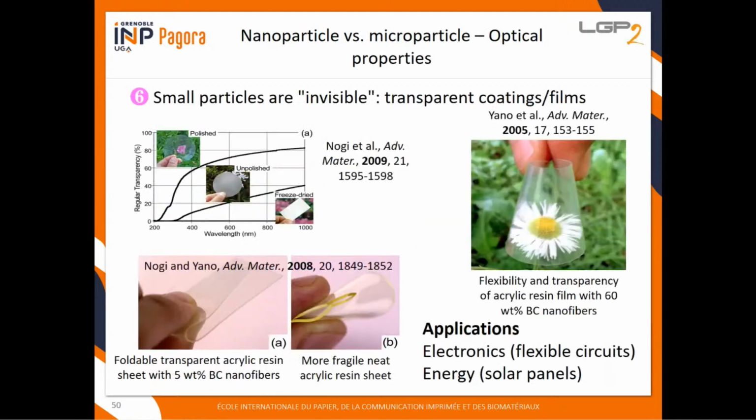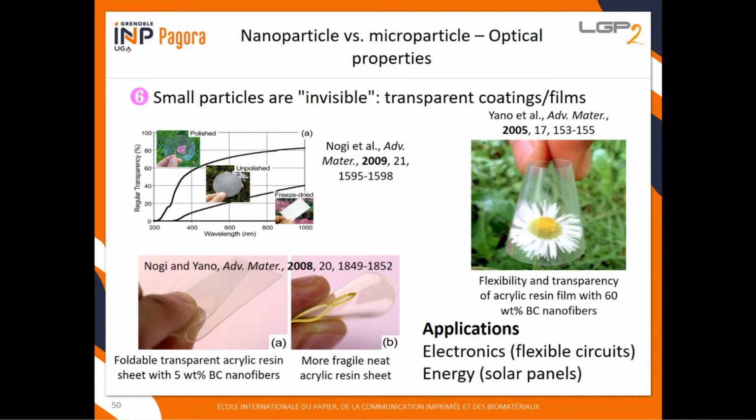So small particles are invisible. Not really invisible, but of course, if the size is lower than the wavelength of visible light, we cannot see these particles. So it means that it's possible to prepare transparent coatings or transparent films. You have a few examples here.